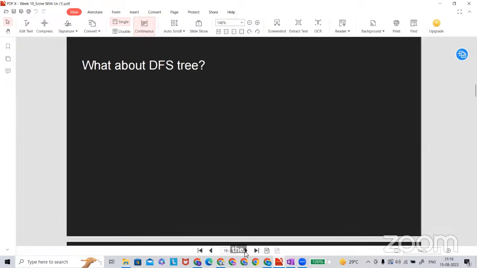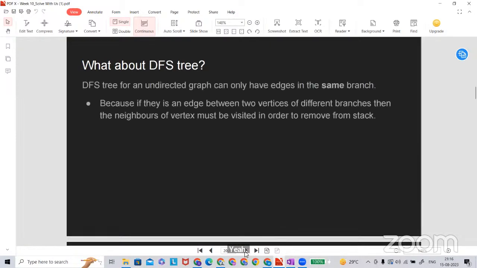So DFS is again a different algorithm. A DFS tree for an undirected graph can only have an edge in the same branch. Here the word is branch. For an undirected graph, generally DFS and BFS both perform, and DFS has an edge in the same branch.